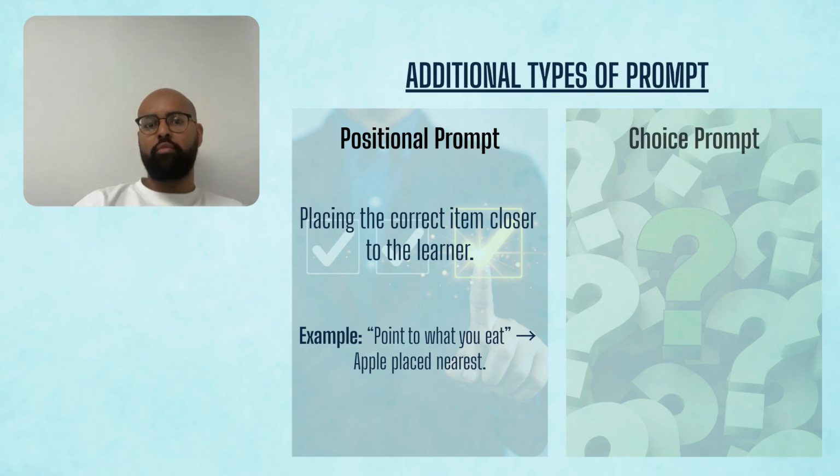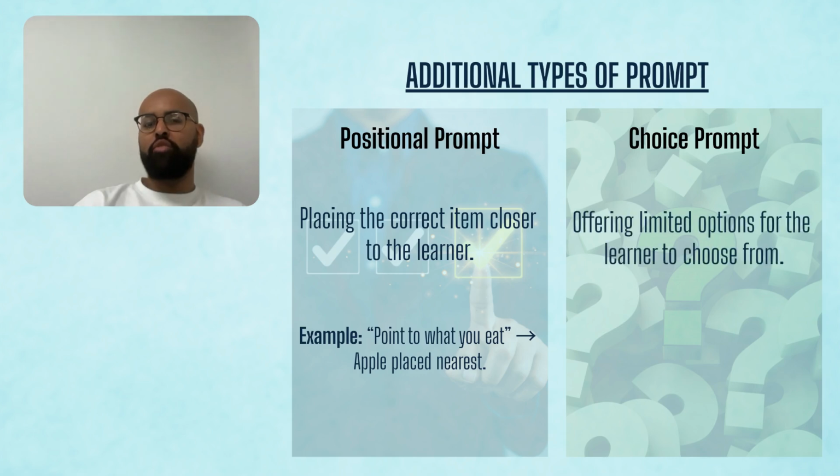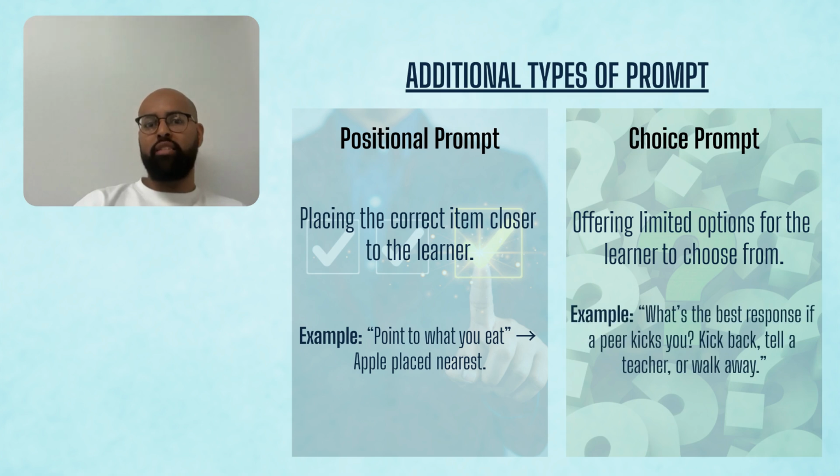Next is choice prompts. A choice prompt is when practitioners provide the learner with 2 or 3 answers to choose from to support them in making the correct response. For example, a learner is asked, if a peer walked up and kicked you, what would be the safest and best way to handle the problem? The practitioner would then say, "Would you kick them back, go tell a teacher, or walk away?" The learner will then hopefully choose one of the correct responses of walking away or telling a teacher.